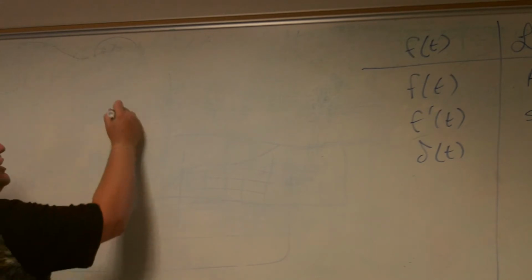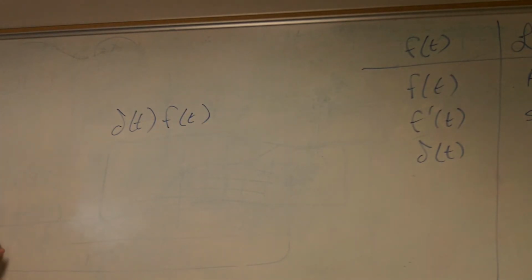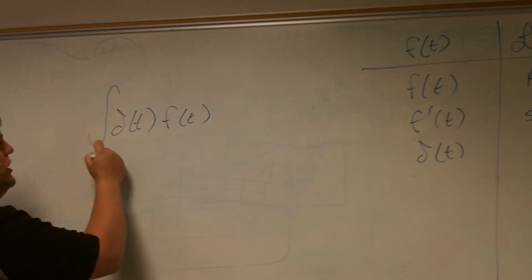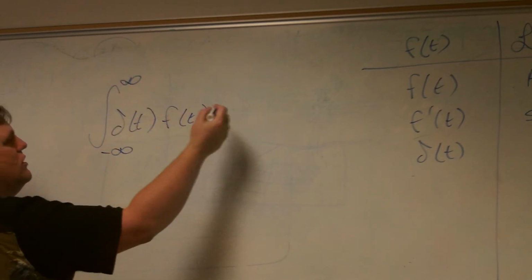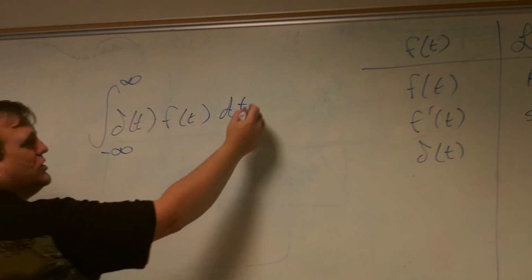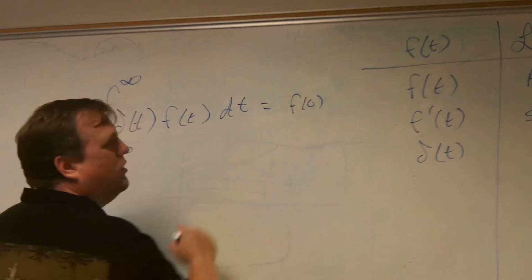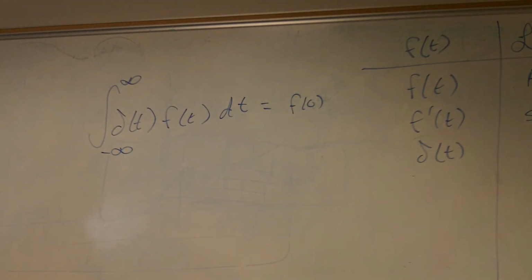One of which is, now consider if I took delta t times some other function. Now, I don't know what the height of that is, but I know what its area is. So if I consider the integral of that, then this area is 1 times that, but this only appears at 0. So what I get is f of 0. 1 times that. It samples the function. If you think about it, it's got to.